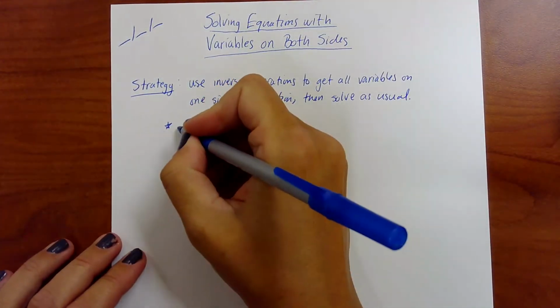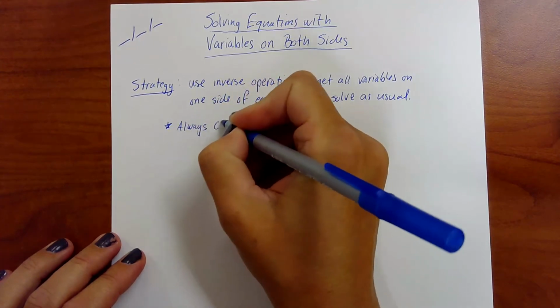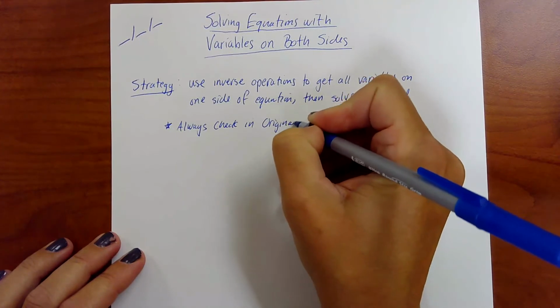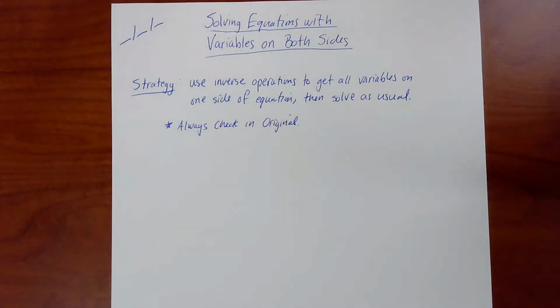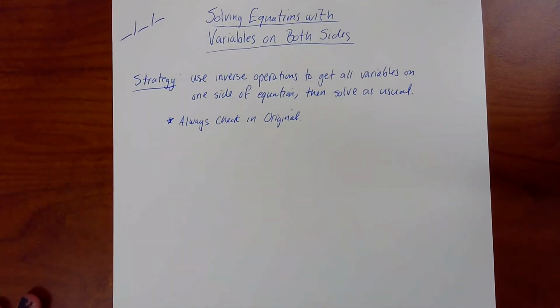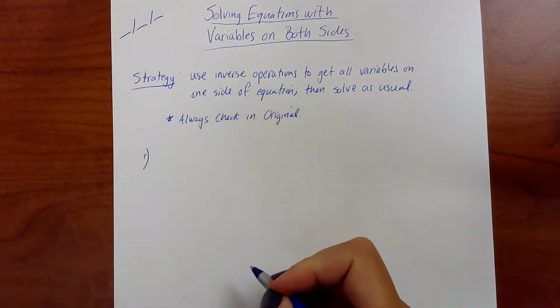One thing to remember, still always check in the original. All right, since we're going to be manipulating the equation right away, always remember to check it back in that original equation so we don't check in a mistake. All right, so let's go right to an example here.